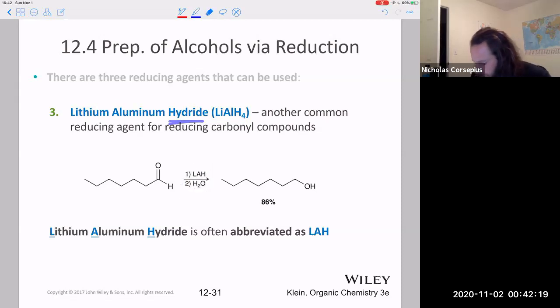This textbook, I have no idea why, likes to abbreviate lithium aluminum hydride as LAH. I have no idea why that's so much easier than just writing it out. That's what I've always seen it as, so you're going to see me write it like this. But again, the textbook likes to use this abbreviation LAH, so just keep in mind that's lithium aluminum hydride.